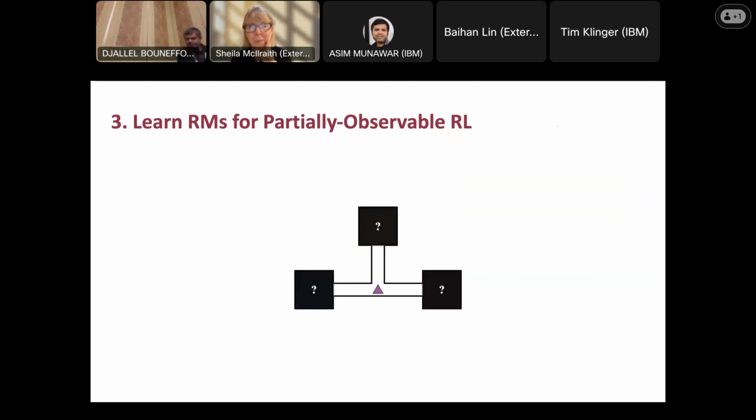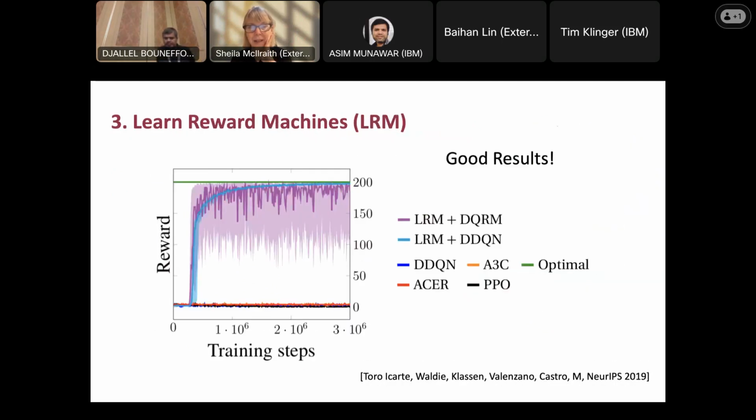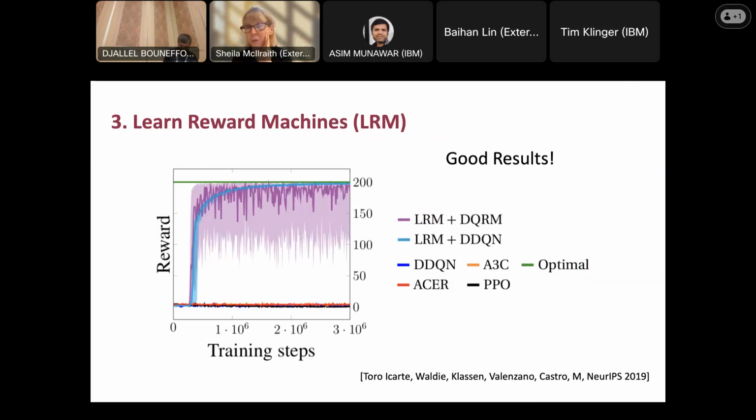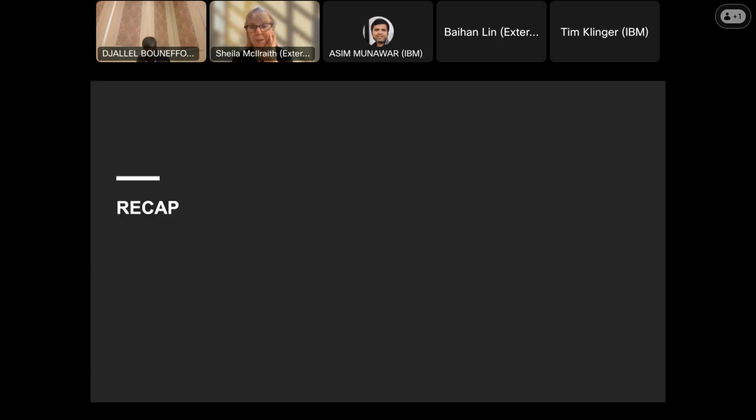So just wrapping up, I'll move ahead. There's an example of a reward machine that we learned that acts as memory in this partially observable environment. Very nice work with great results.